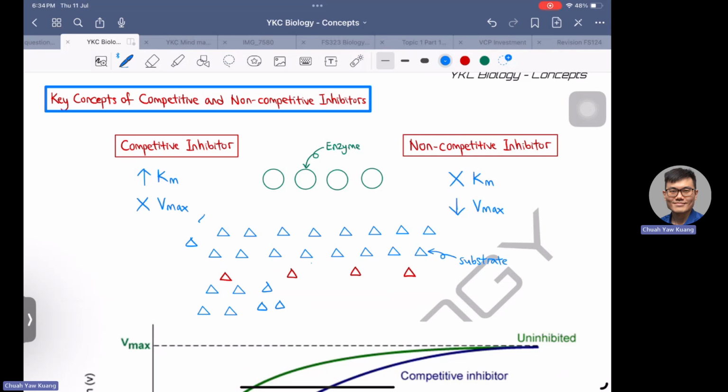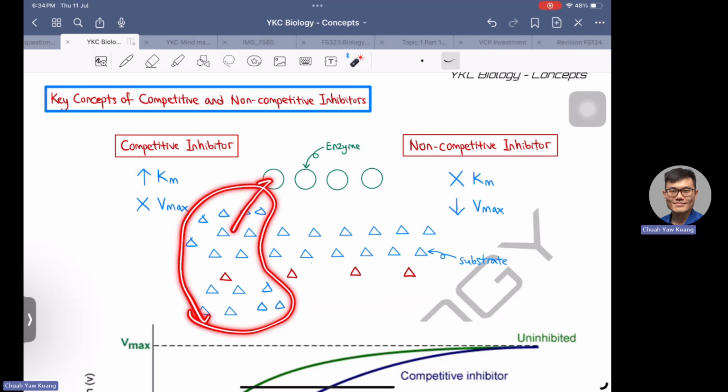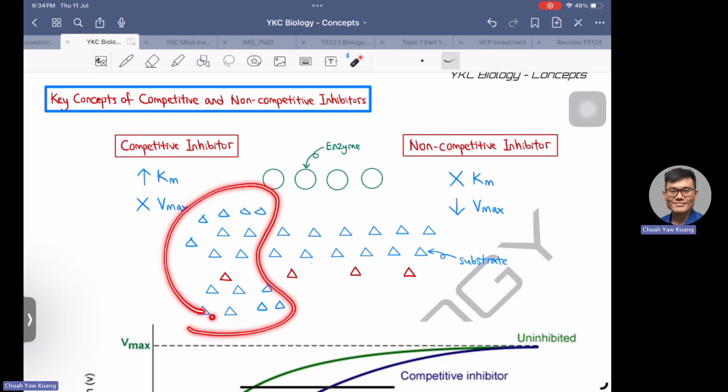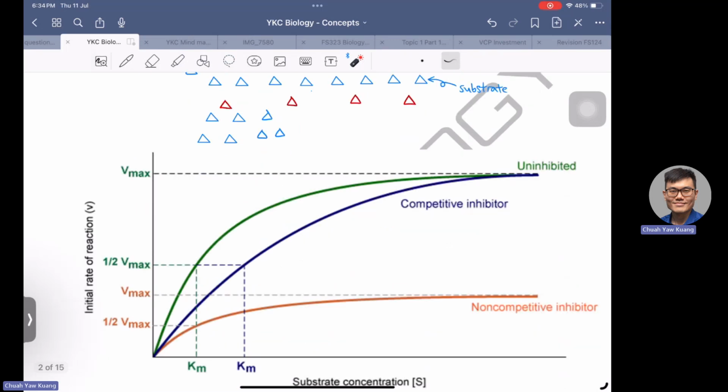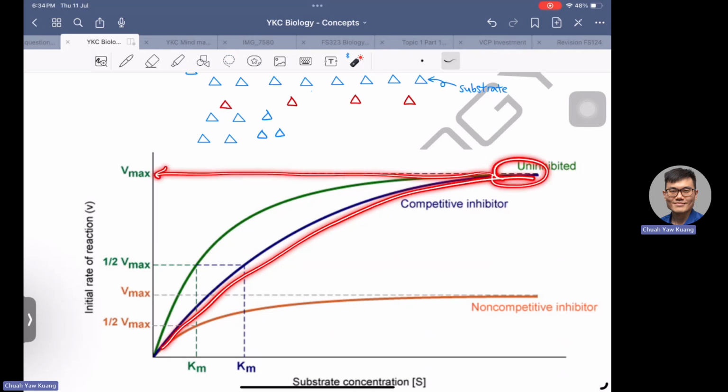Let's say we increase more and more substrate, then the chances of this substrate to bind with the active site will be higher and higher. So when we keep on increasing it, it will be close to 100% again. That's why those reactions that have been added with the competitive inhibitor will still be able to achieve the Vmax. It will still achieve the same Vmax of the reaction.